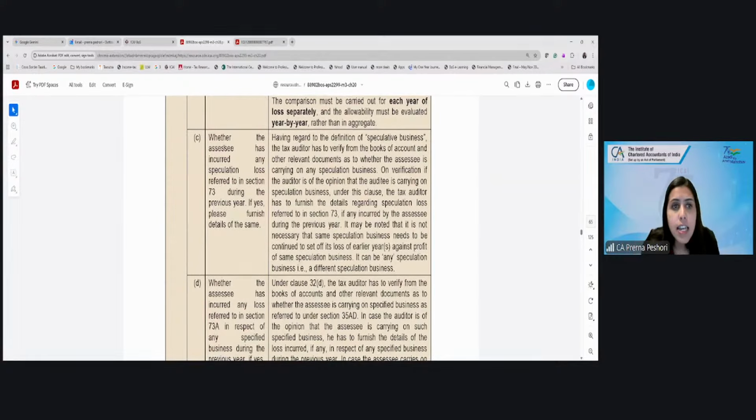Fine. C is whether the assessee has incurred any speculation loss referred to in 73. If yes, please furnish the details of the same. How will the tax auditor verify the speculation loss?